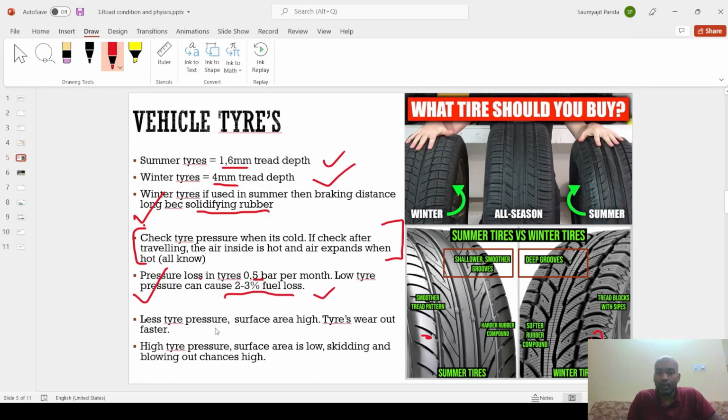Less tire pressure means more surface area, and the wear and tear becomes faster. But when there is high tire pressure, the surface area is low, and the chances of skidding and blowing out are very high. This is a very important concept to know: what is the impact of low tire pressure and what is the impact of high tire pressure.